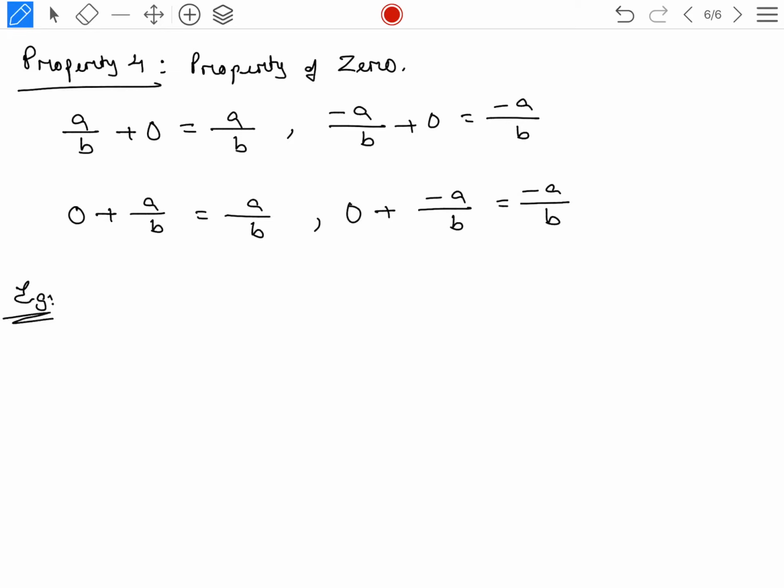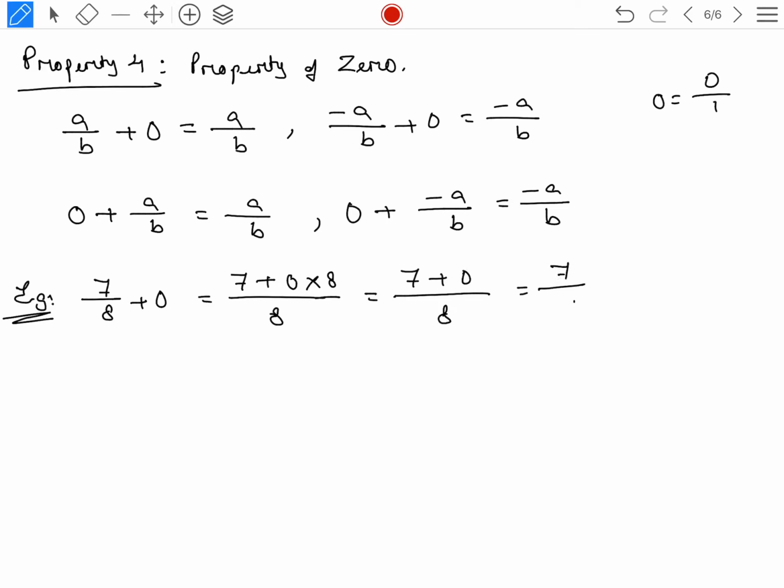One example, look at one example, I'll break it down. Okay, for example, 7 by 8 plus 0. Okay, 0 means 0 by 1, yes or no? 0 means 0 by 1. Understood? So LCM will be 8. So 7 plus 0 into 8. Okay, so 7 plus 0 by 8, so it will become 7 by 8.